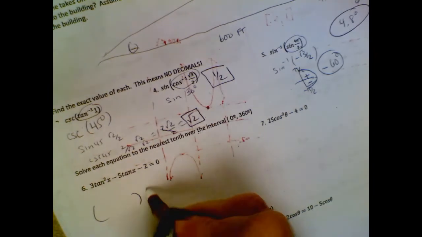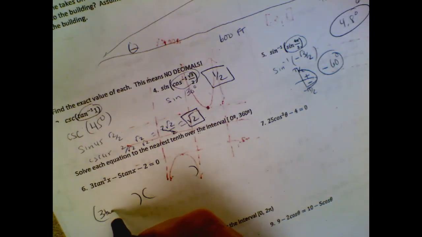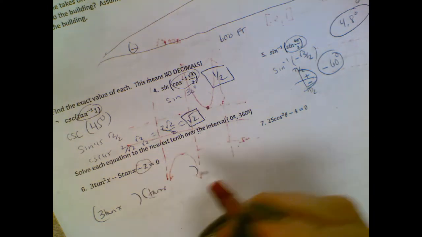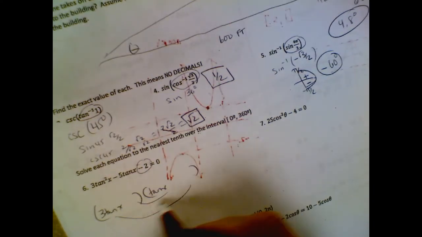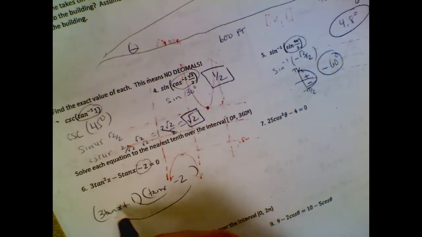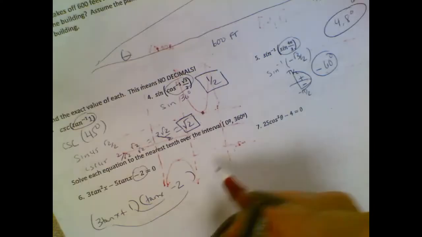This one you're going to have to factor. 3 tan x, tan x. Factors of negative 2. We want this to be negative 5 here. So let's put the negative 2 over here. That's negative 6. And the positive one here. It's negative 6 and 1 is negative 5.